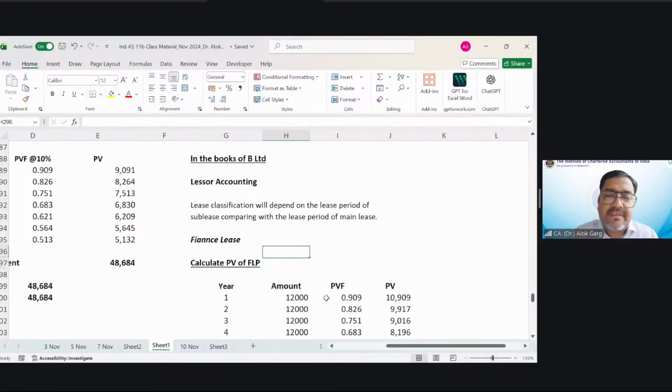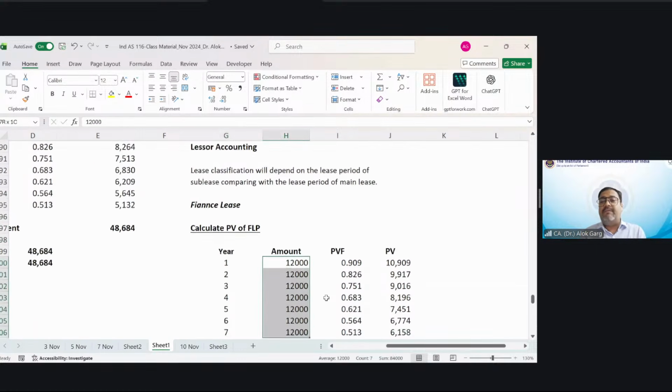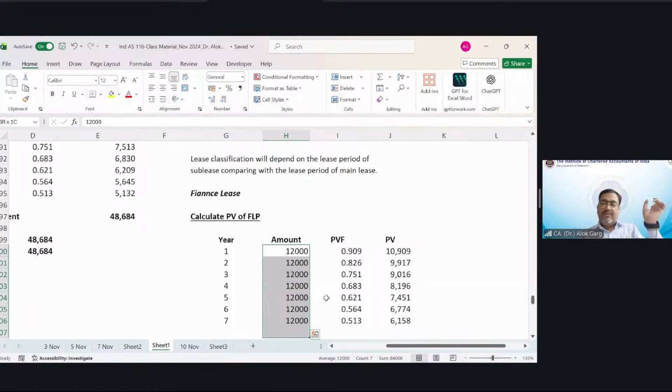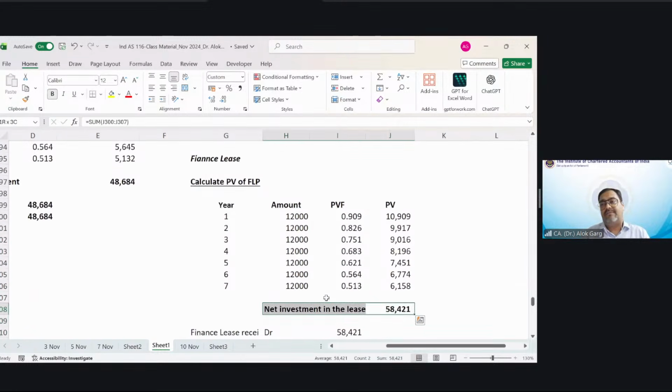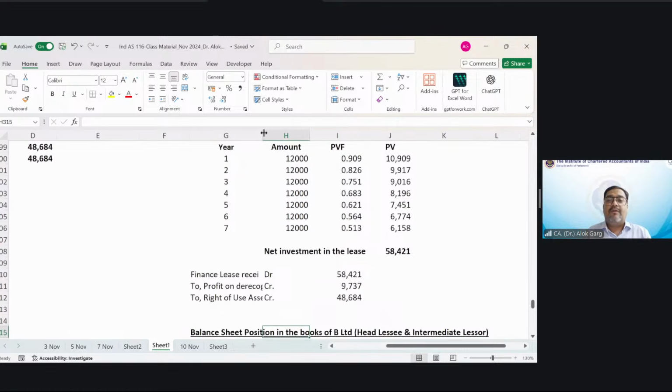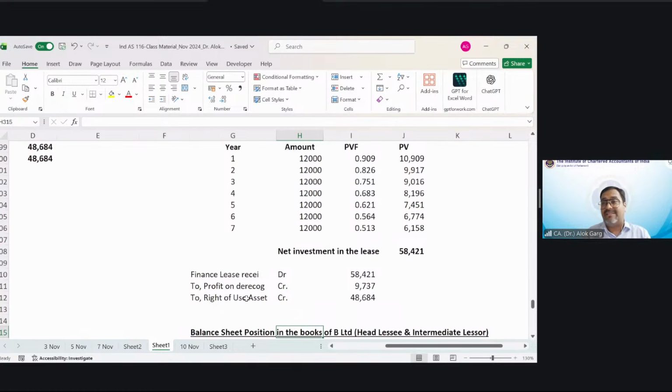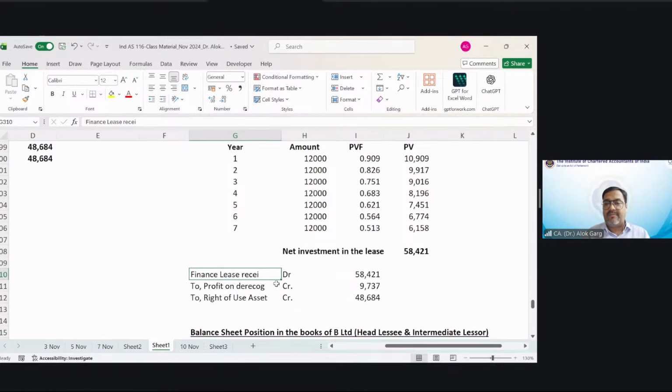Let me tell you. In the finance lease accounting, B Limited will compute the present value of future lease payments. B Limited will receive 12,000. He has paid 10,000. He will receive 12,000, right? This will give 58,421, which is the present value of the gross lease payment receivable. Okay. So what is the accounting in the books of B Limited as an intermediate lessor? Finance lease receivable account debit, right? To right of use asset, and the differential will go to the profit on derecognition.